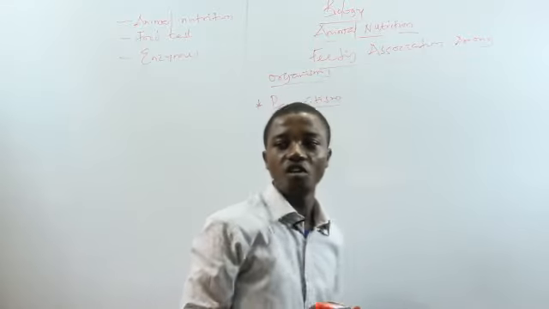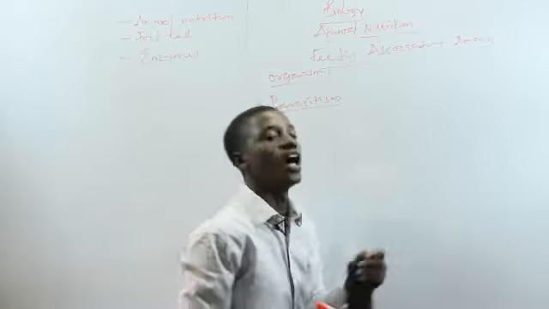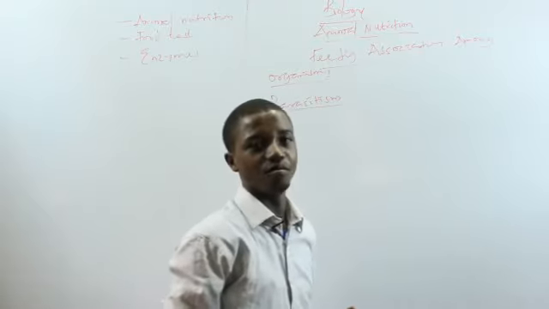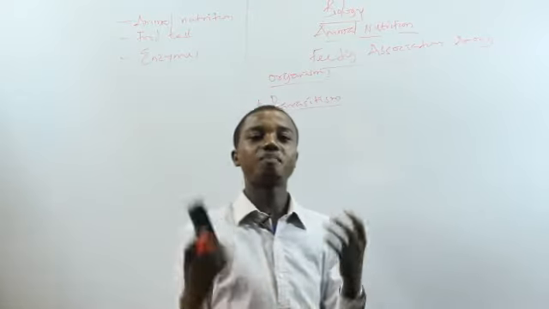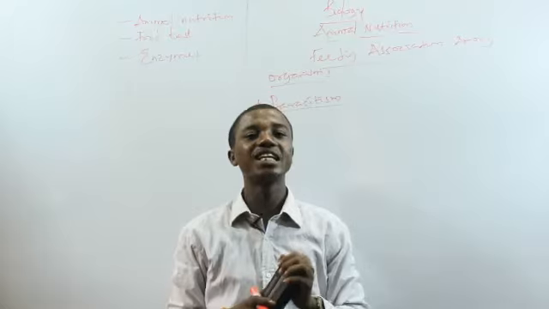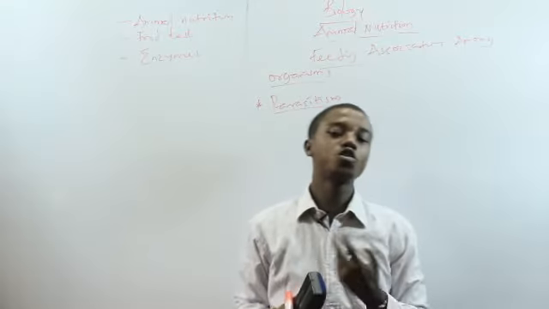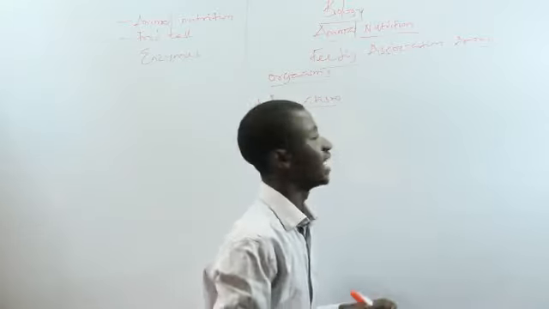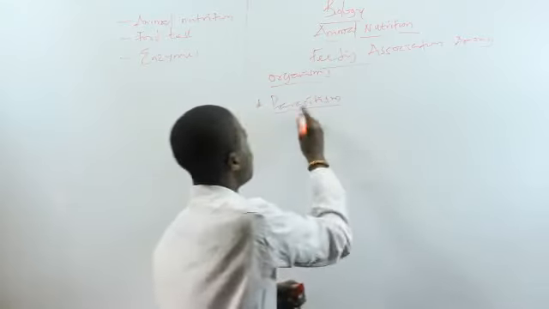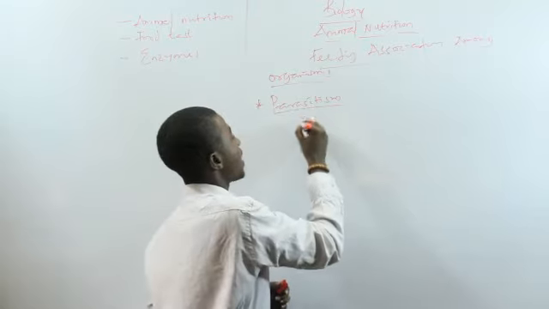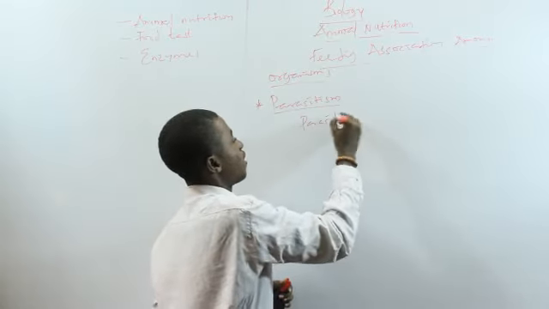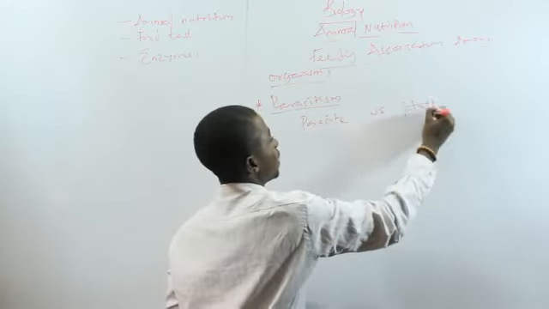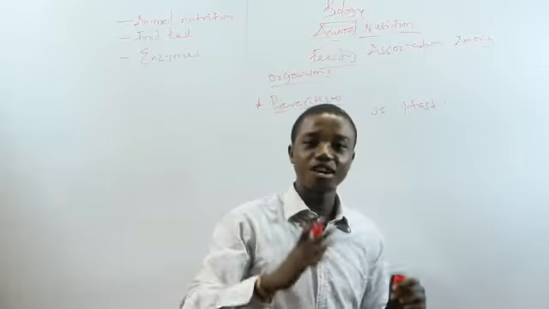Feeding association among organisms. So the first on our list is parasitism. Now what is parasitism? Parasitism is basically a feeding relationship between two organisms. One is called the parasite, while the other is called the host. So whenever we're talking about parasitism, we're talking about parasite versus host.